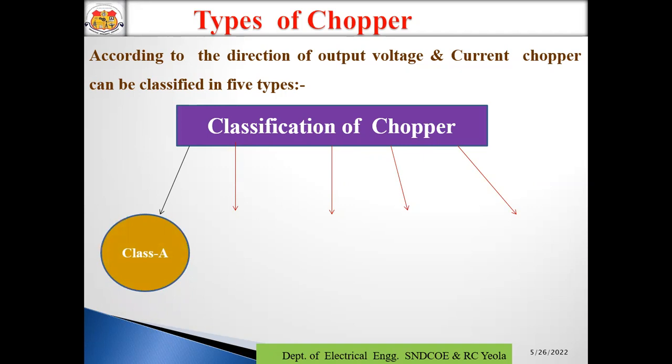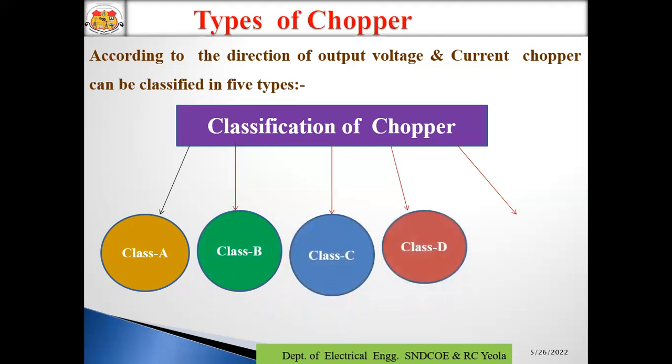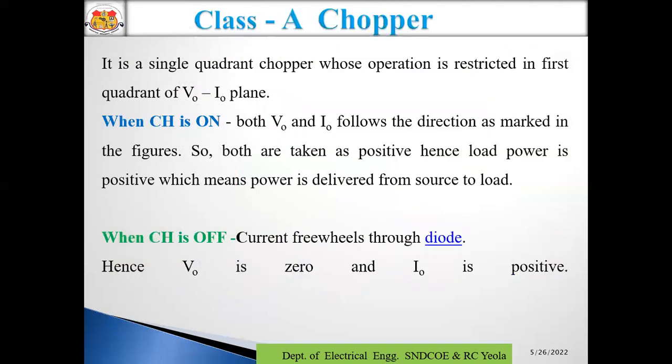First, according to the direction of output voltage and current, choppers can be classified into five types: class A, class B, class C, class D, and class E. These are the overall classification of the chopper. We will discuss the different choppers one by one, in detail, along with their working and operation. So let us start.